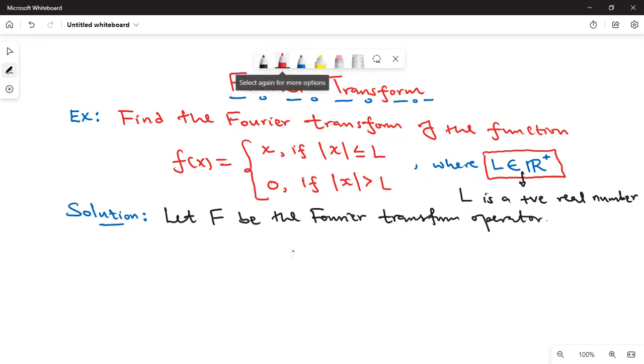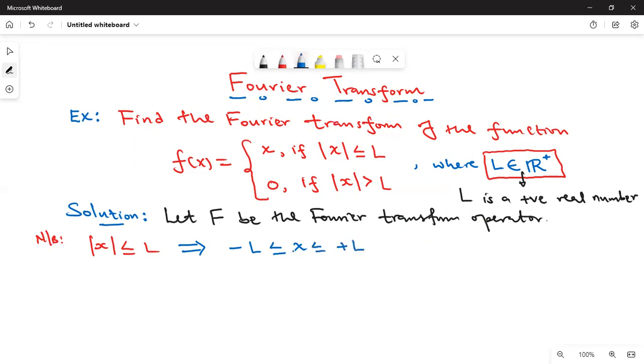I want us to take note that absolute value of x less or equal to L simply means that negative L should be less or equal to x less or equal to positive L. So if I were to represent this on a number line, here we have positive infinity, this side we have negative infinity, 0 at the center, here negative L, and here positive L.